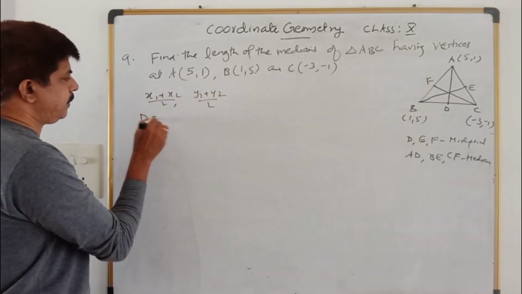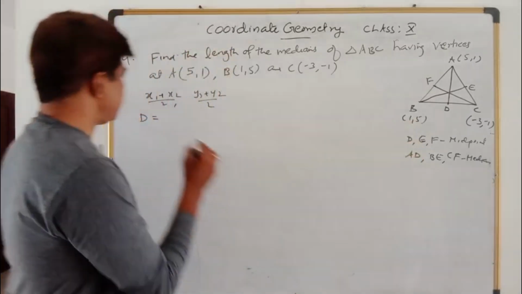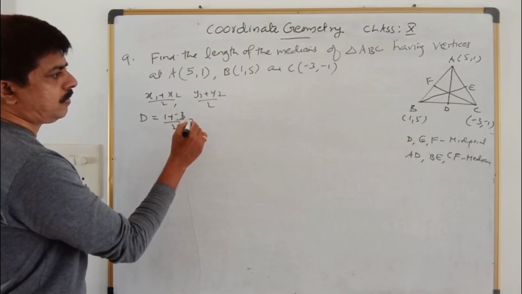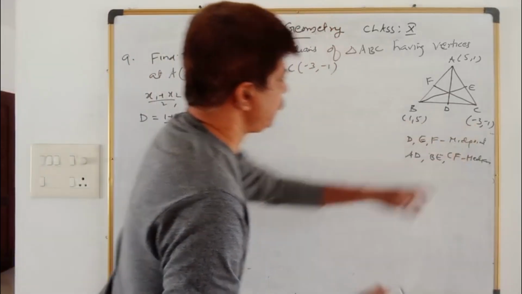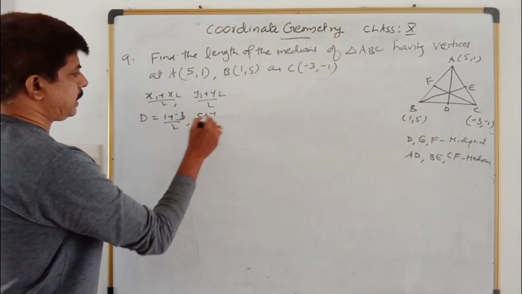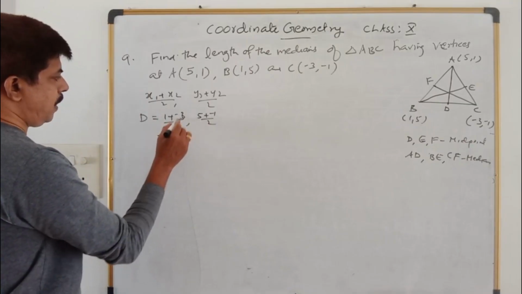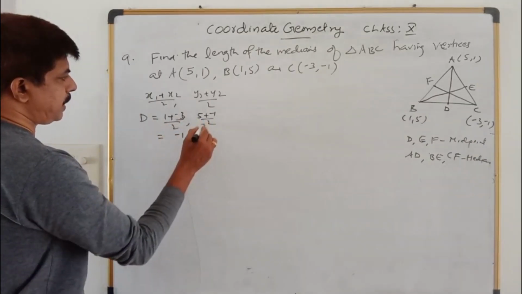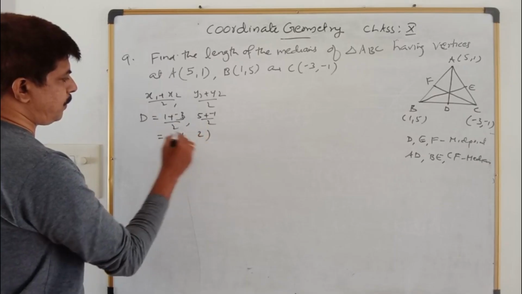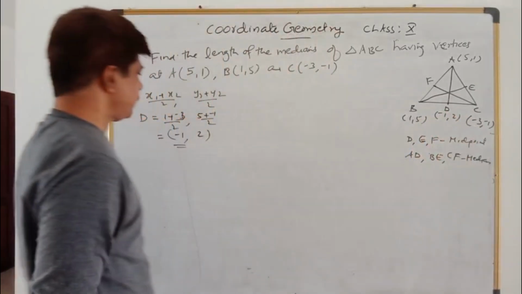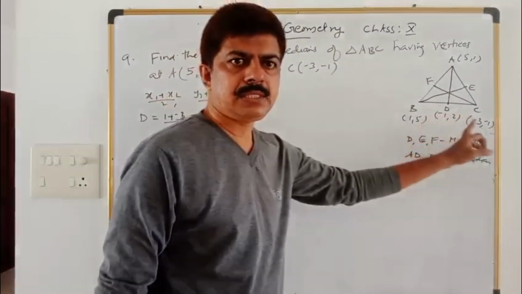So what will be the point D? 1 plus negative 3 by 2, 5 plus negative 1 by 2. So the point is negative 2 by 2, which is negative 1, and 5 plus negative 1 is 4, 4 by 2 is 2. So we got the point D as negative 1, 2, the midpoint of BC.